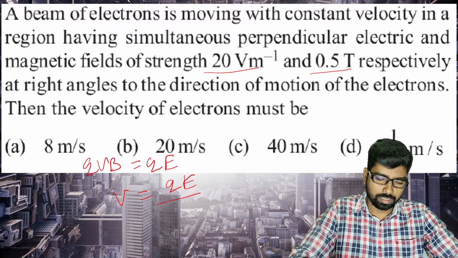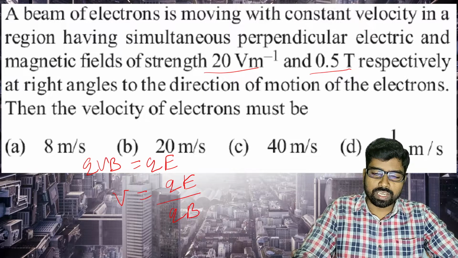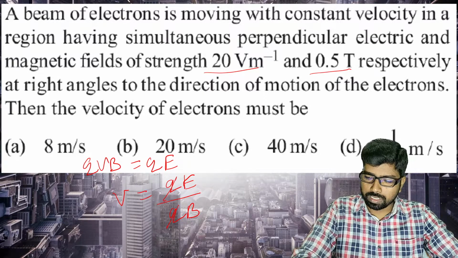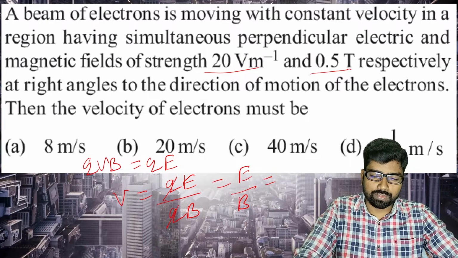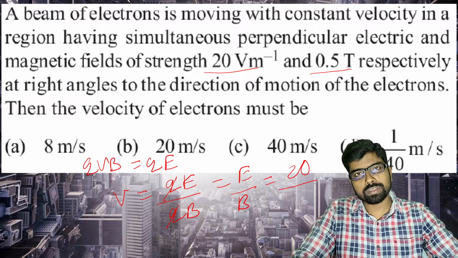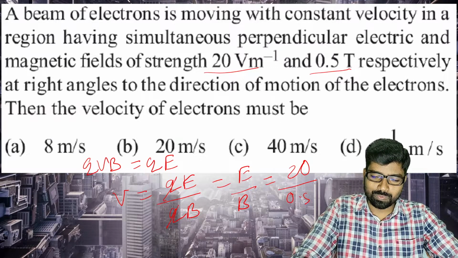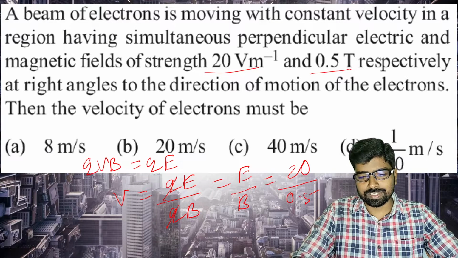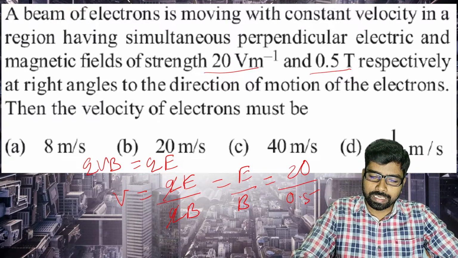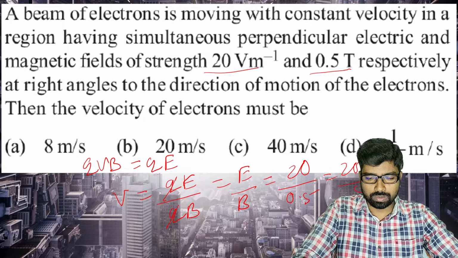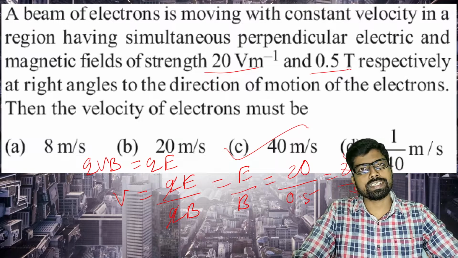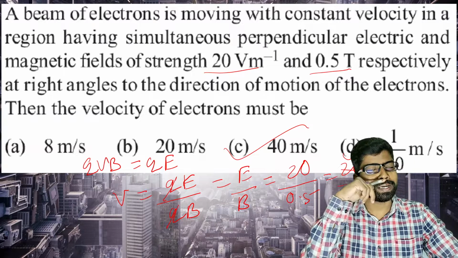If I ask you the velocity, V will be QE by QB. So finally, Q and Q will be cancelled and it will come to E by B. So how much electric field is given? 20. And how much magnetic field is given? 0.5. And the answer you can find out. 200 by 5, so 40. So option C is the right answer. You can get the solution.